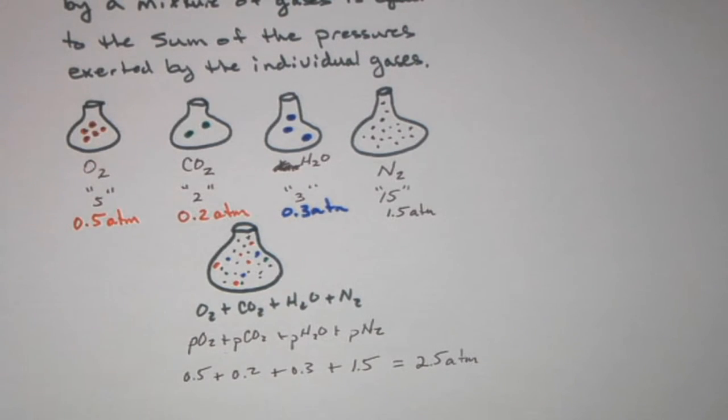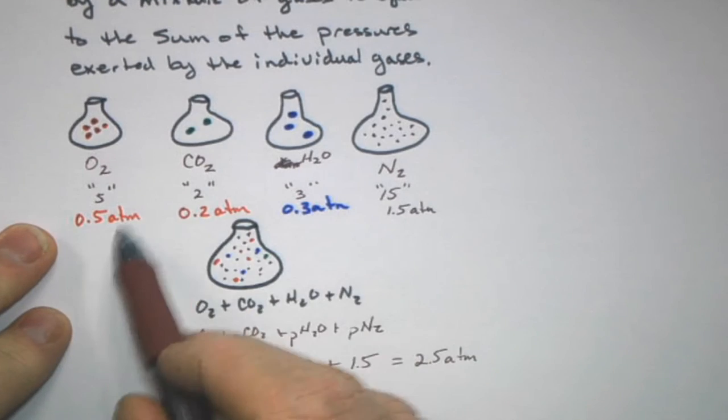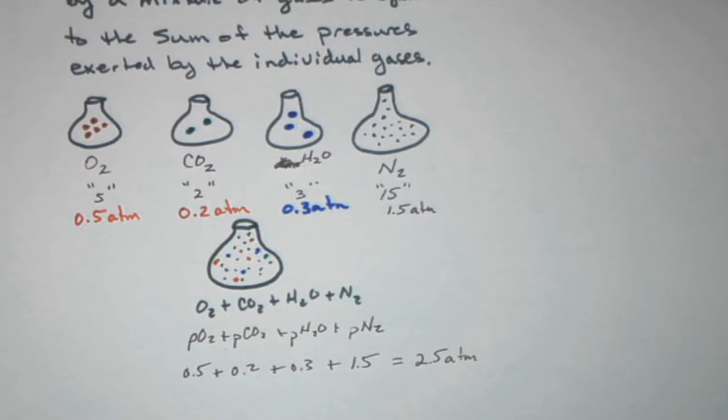That you take the individual pressures of the gases, and if you combine them together, that makes the total pressure of all of the gases combined. But we can use this concept to determine what the pressure of a missing gas.